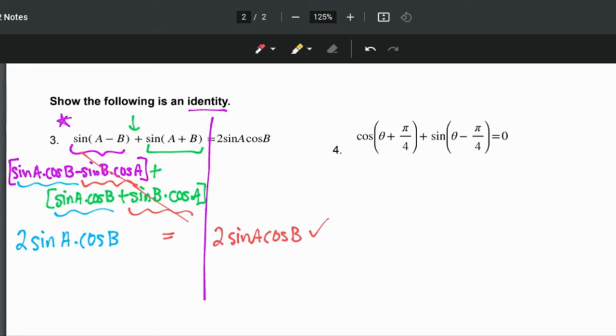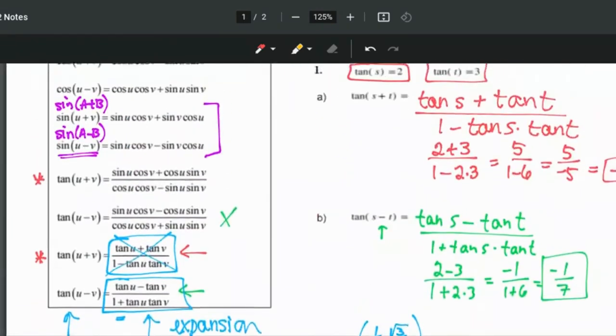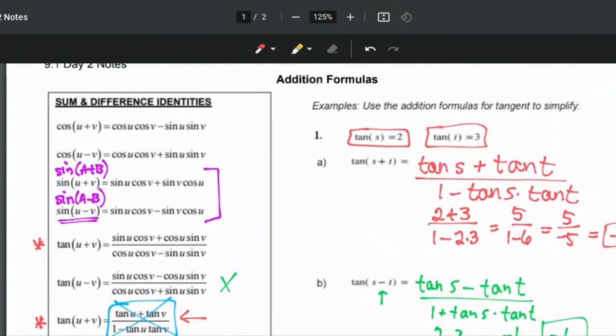All right, so we're going to do something similar for number 4, but this time we have a cosine. So we need to look at what's cosine of something plus something. So let's go back to our formula sheet. So for cosine of something plus something, we're going to use this cosine of u plus v formula, and we're just going to change the u's and v's into thetas and pi over 4s.